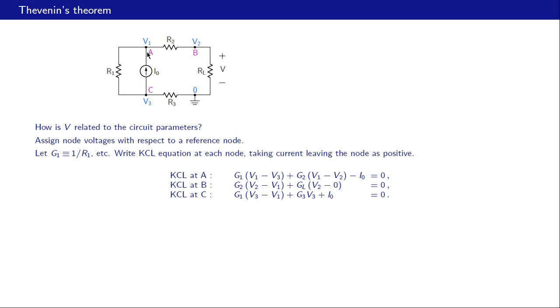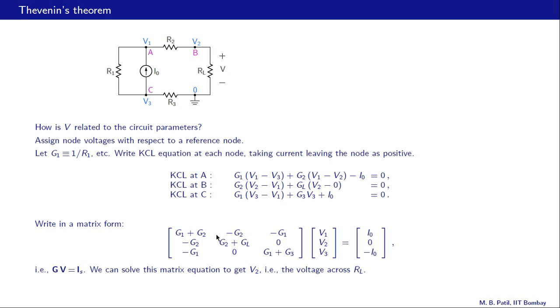Then we have this current (V1 minus V2) divided by R2. That means G2 times (V1 minus V2). And then we have this current I0 entering the node. Since this current is entering the node, we take that as negative, and that's why it appears as minus I0 in this equation. All these currents must add up to 0, and that gives us KCL at node A. In a similar manner, we can write KCL at node B and KCL at node C in terms of the node voltages V1, V2 and V3. And we can now write these equations in a matrix form like that.